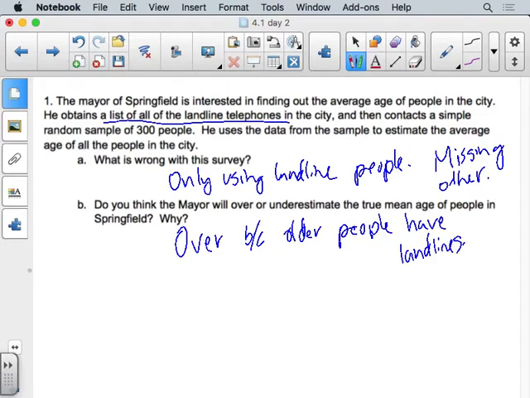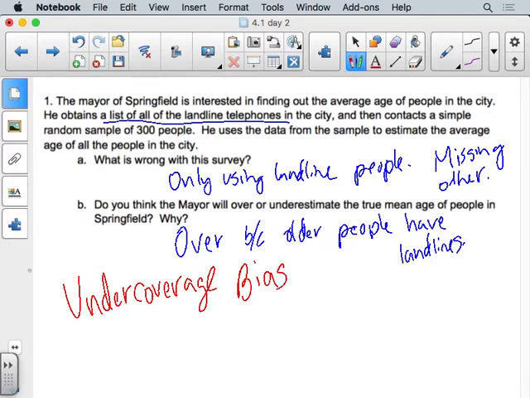So the name for this would be undercoverage bias. So under coverage, you're missing people. There was no chance that some of the people, like my family, would have gotten contacted in that survey. So we are completely missing out on some groups of people. That could have been on purpose or on accident, but either way, it's bias, even though we did a simple random sample. So that's kind of the key too: just because you did stratified or something doesn't necessarily mean it's all good.